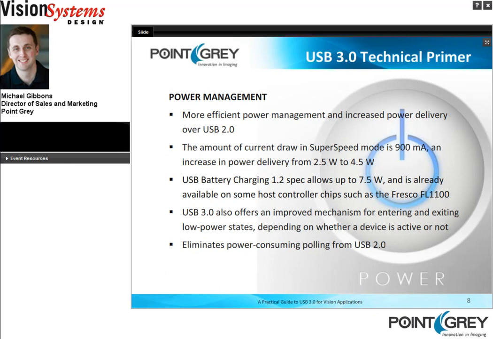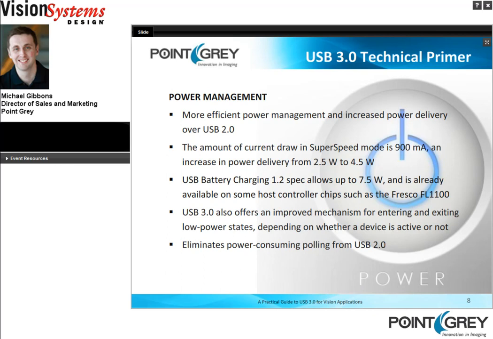All right, a little bit about power management. USB 3 provides more efficient power management. Probably the biggest thing, though, is it increases the power delivery over USB 2. Under USB 2, the amount of current a device could draw was about 500 milliamps at 5 volts, which results in about 2.5 watts of power.